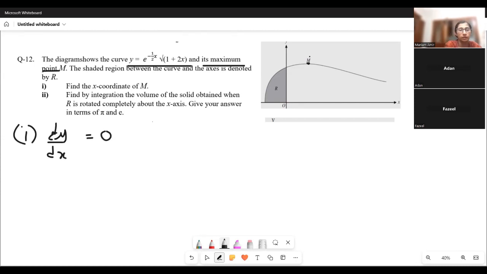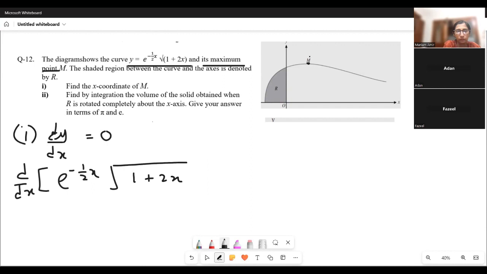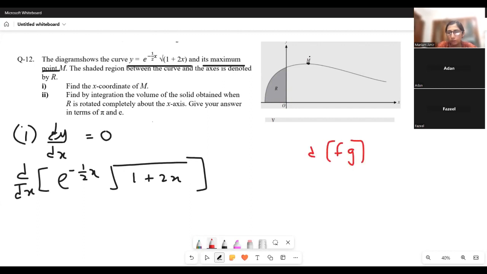So let's differentiate the product e power minus half x and square root 1 plus 2x. The product rule will be used. If we're differentiating f times g, then it's the derivative of f multiplied with g, plus f multiplied with the derivative of g.